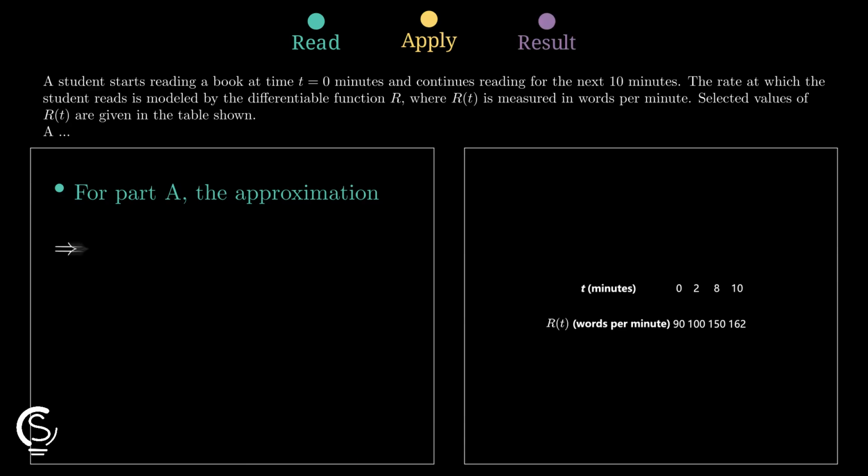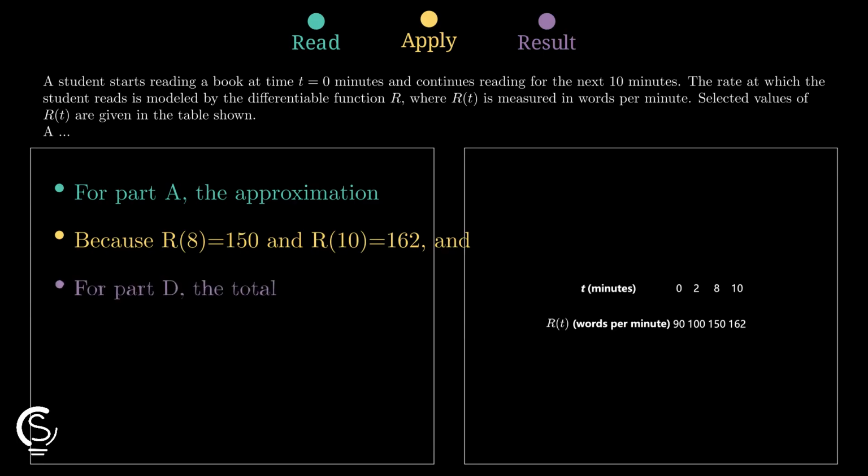1 times 190 plus 3 times 250 plus 1 times 312 equals 1252 words.